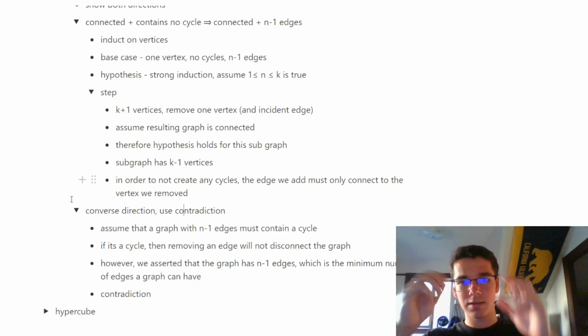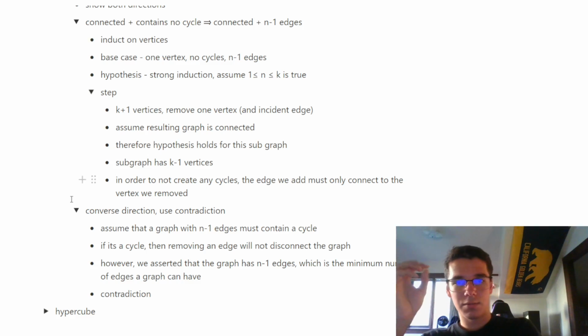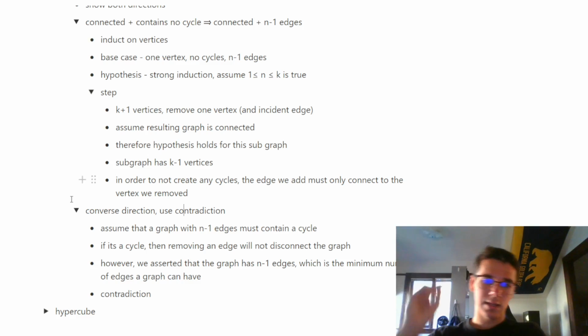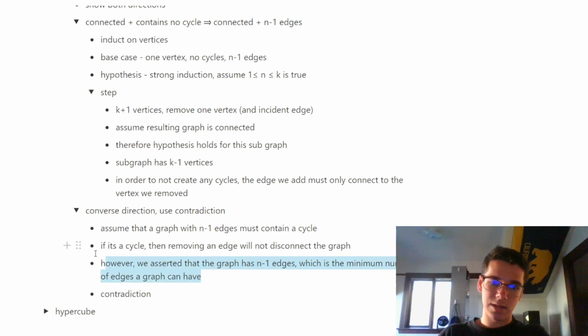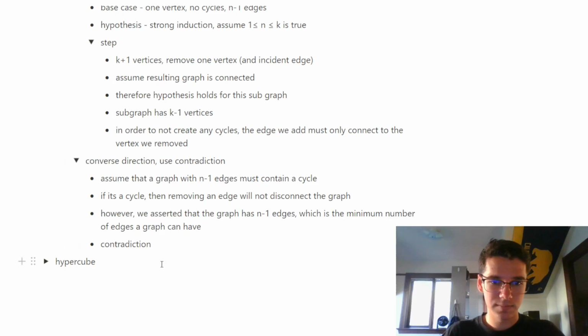Because if there's a cycle, that means that there were multiple things connecting to one vertex. However, we asserted that there are n-1 edges, where n is the number of vertices. And something that we have to take for granted is that the minimum number of edges that any connected graph can have is the number of vertices minus 1. And I think you can prove that on your own later in the exercises, but that's something that we just have to accept. And so that poses a contradiction.